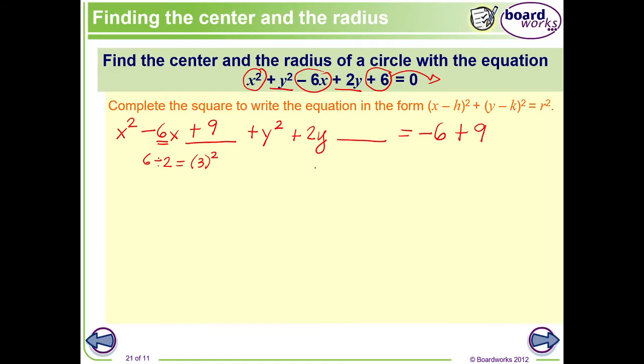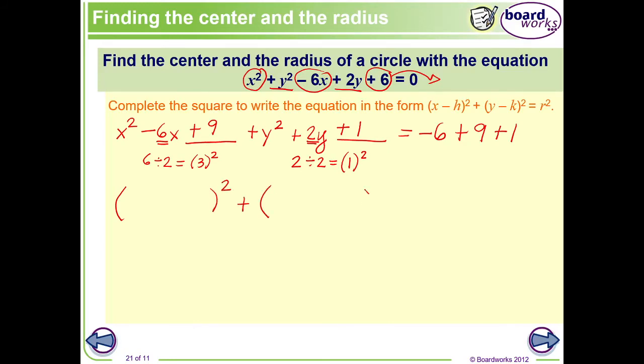Next, the 2. 2 divided by 2 is 1. Square 1. What's 1 squared? 1 times 1 is 1. Plus 1 here. Okay? Now, let's write it in this format.